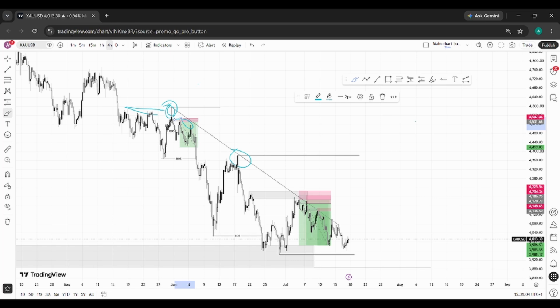Then if you see what happened here, the same thing repeats itself again. There is a liquidity sweep here, then price comes to the trend line and then goes down. Now this is the third time the price wants to mitigate the trend line.